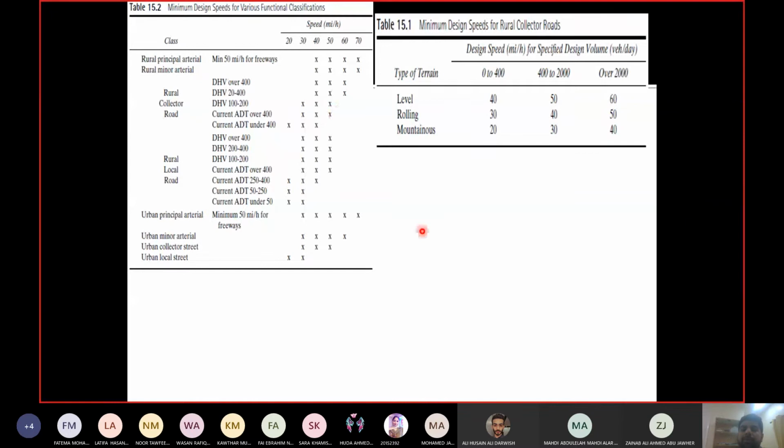So which one should I give? Now this one is a flatter area. Rolling terrain is better than mountainous, so I can even go for the higher value in the range. So I will go for 50 miles per hour. Why? Because of the terrain. If it was mountainous, I would have gone for 40, whatever the minimum value was.